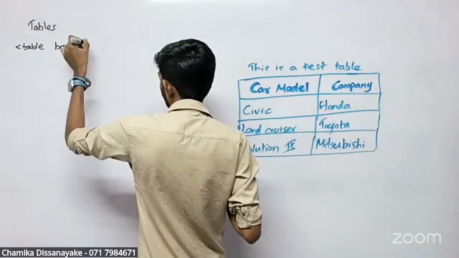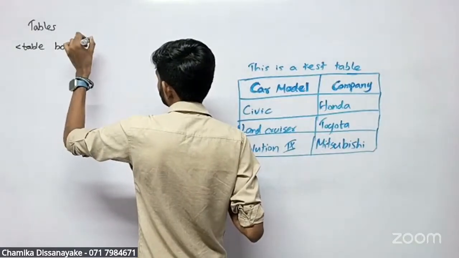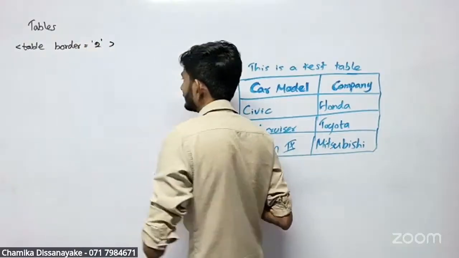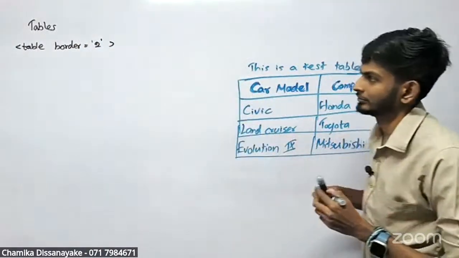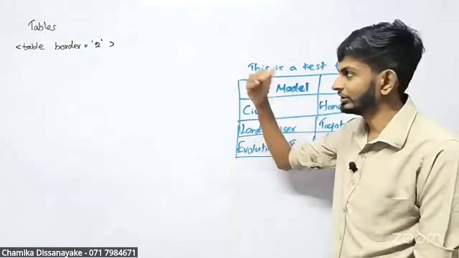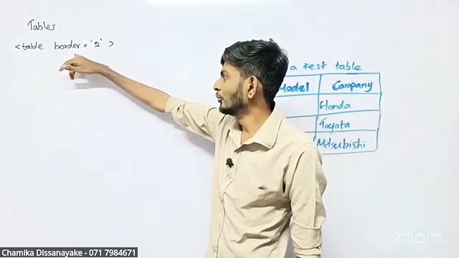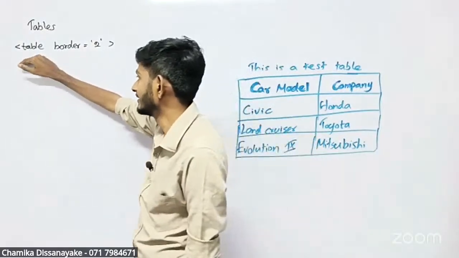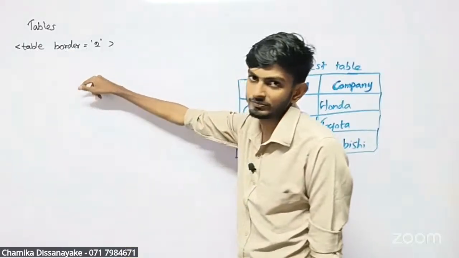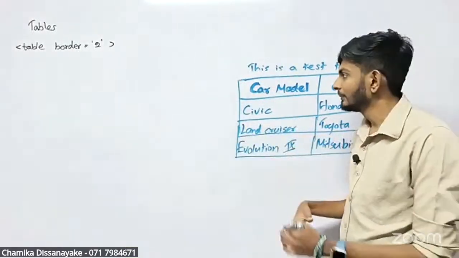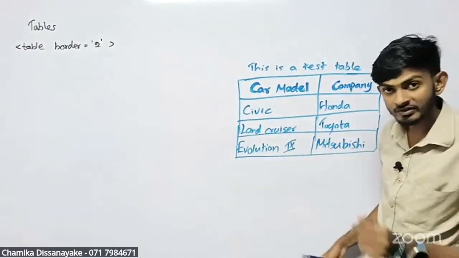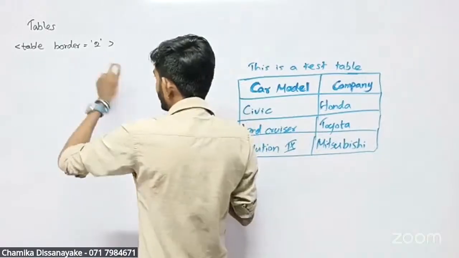Here we can put any number as the value. I will put number 2. Please remember, you need to put this border attribute. Otherwise, if you put only the table tag without the border attribute, you can draw the table, but the lines won't be visible. And the other thing, we can put the border value as 0.